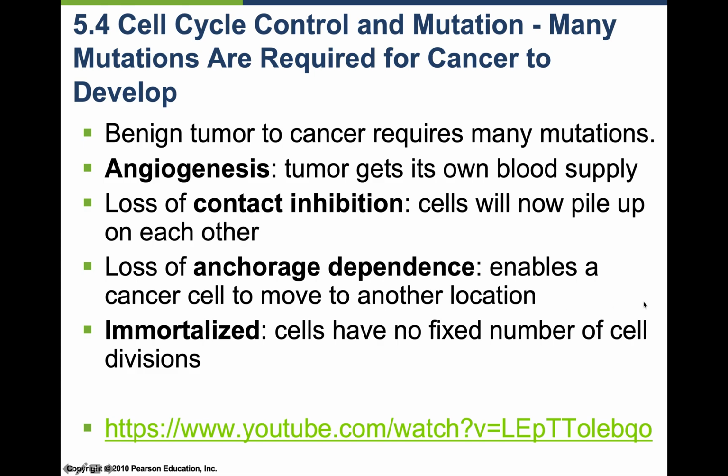So normal cells have a controlled way that they pile on top of each other, and they're all dependent on each other, they're anchored together. But when you lose that anchor dependence, it allows these cancer cells to essentially move around the body and establish new tumors. And then cells become immortalized, and there's no fixed number of cellular divisions for each cell. And here's a fantastic video that we'll watch here.